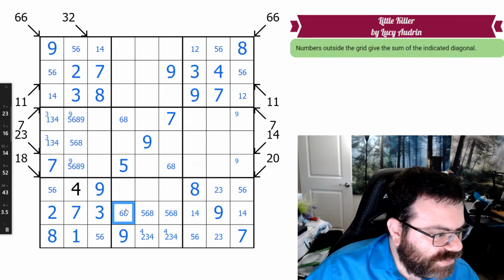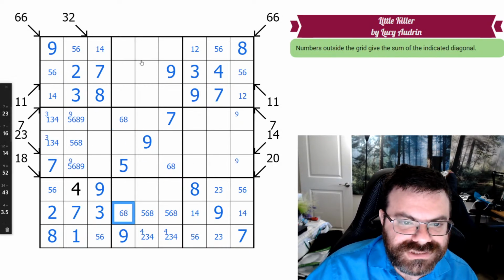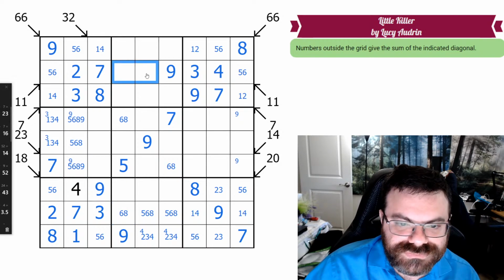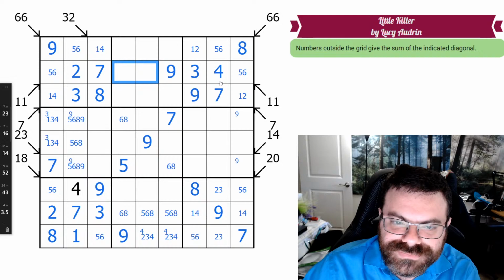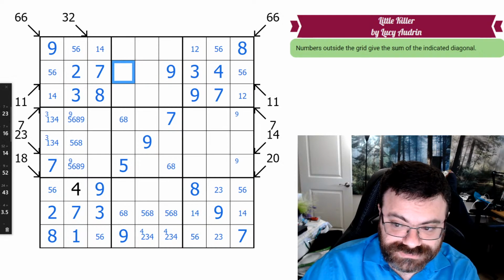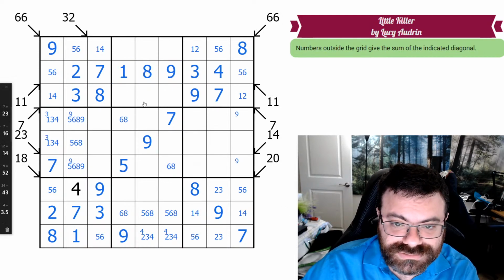6, 8 pair fixes row 2, column 4, 5. Ah, this is a pair, isn't it? I need a 1 and an 8. Whoops. That's an 8. So that's not 8.